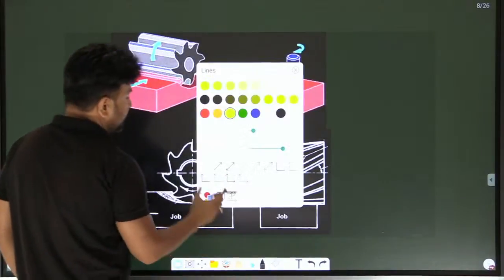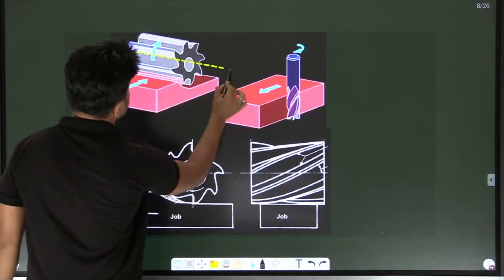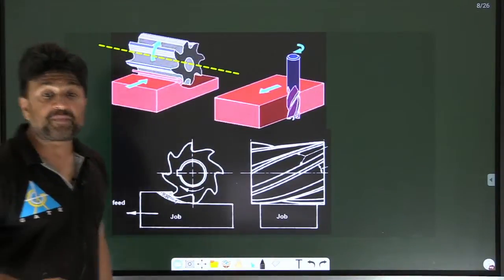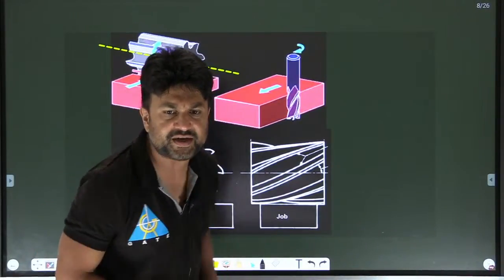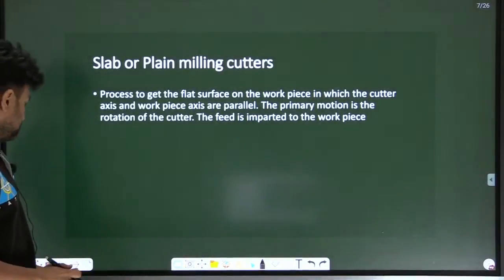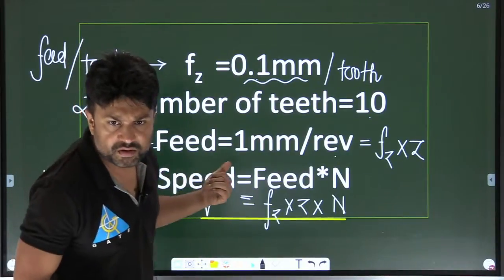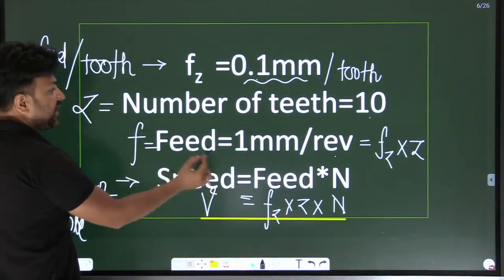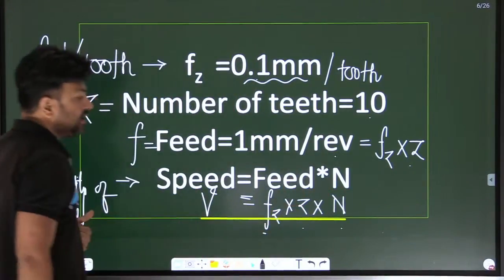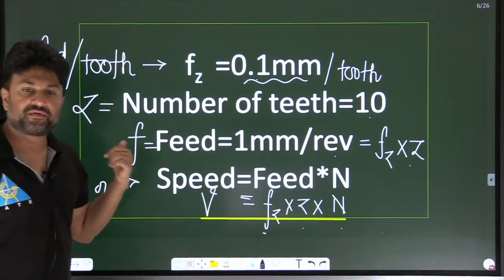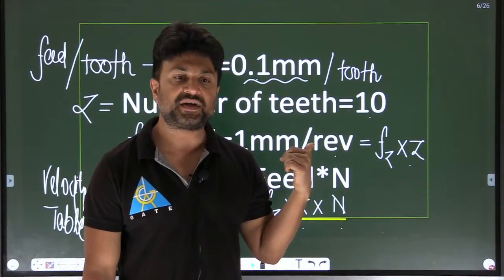My dear student, if the milling cutter axis is parallel, that means feed equals Fz into Z. Feed is what? Fz into Z. And speed is Fz into Z into N, because Fz into Z is F. Clear, Chamankant? Chamankant, is that clear?